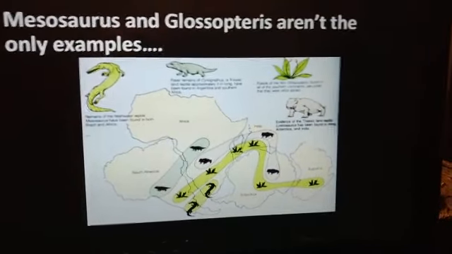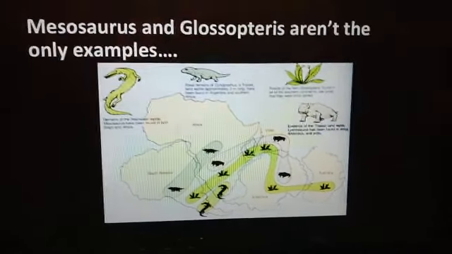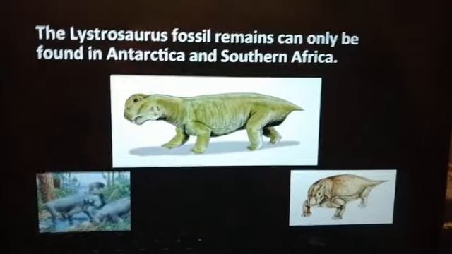But Mesosaurus and Glossopteris aren't the only examples of what we call fossil clues. There was also the Lystrosaurus.